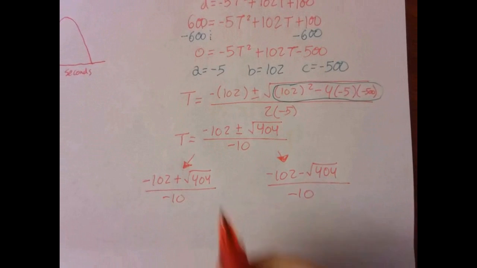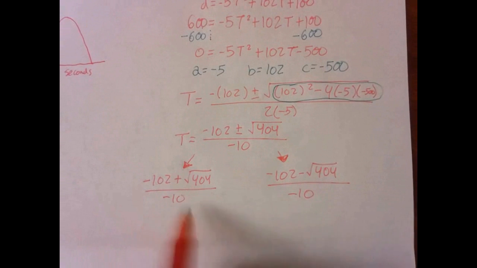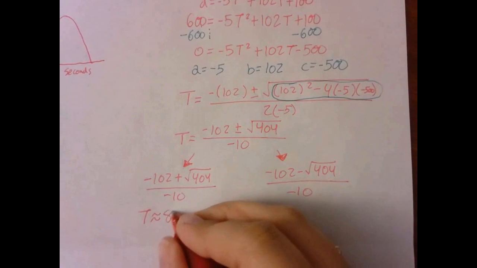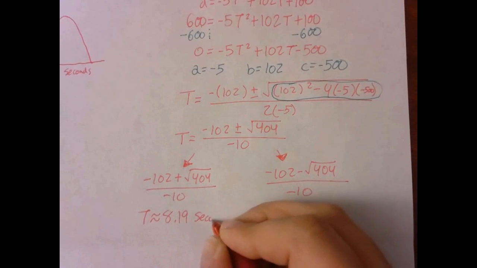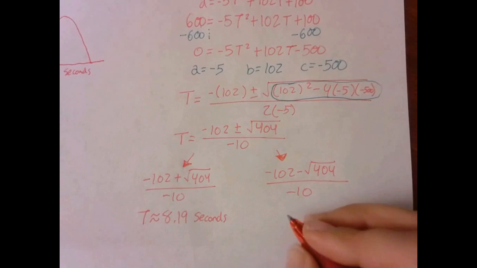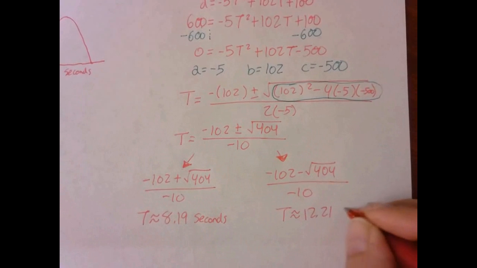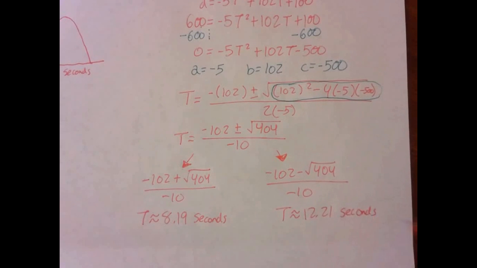Okay, again, do your numerator, then do the denominator. You end up with t is approximately 8.19 seconds here. And t is approximately 12.21 seconds. And I want to point out, these are both positive. These both make sense. Let's look back at our graph to see what that means.